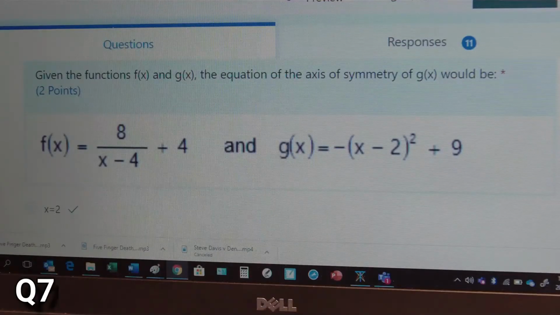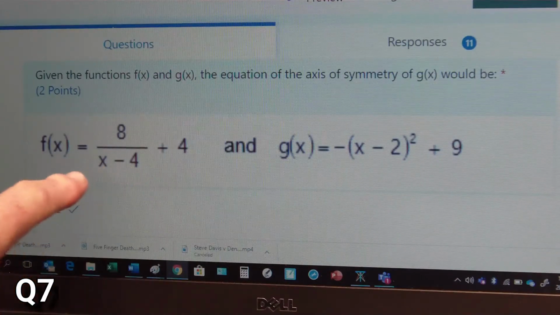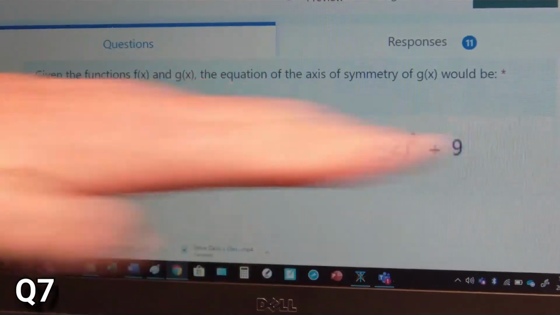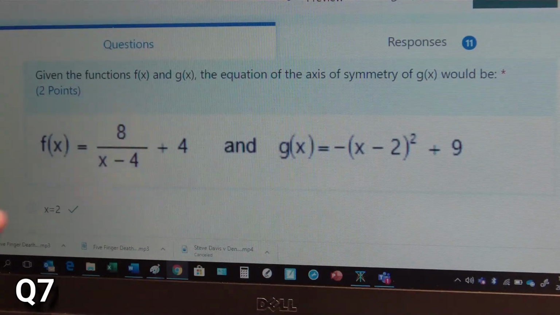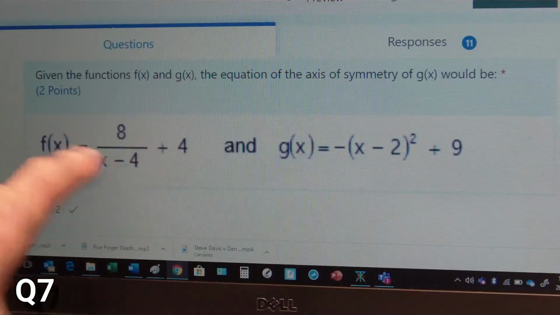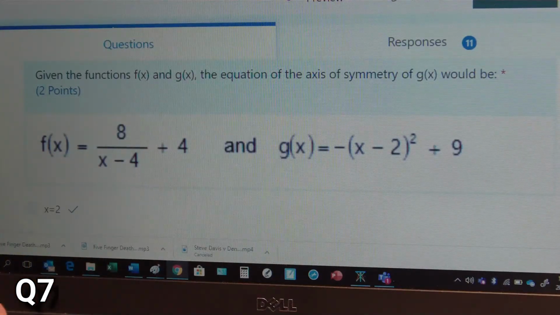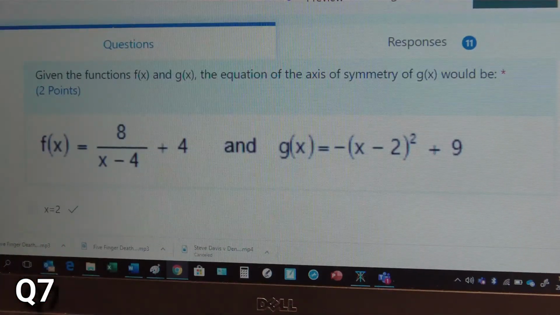Okay, for question 7, they want the equations of the asymptotes of f of x, and this is a hyperbola. Now you all know what an asymptote is. An asymptote is either a vertical or a horizontal line that the graph gets closer to but never touches. So the equations of the asymptotes of this hyperbola will be x equals something for the vertical asymptote and y equals something for the horizontal asymptote.